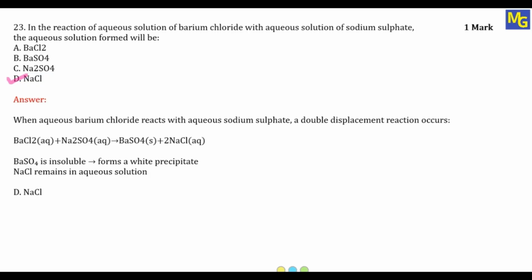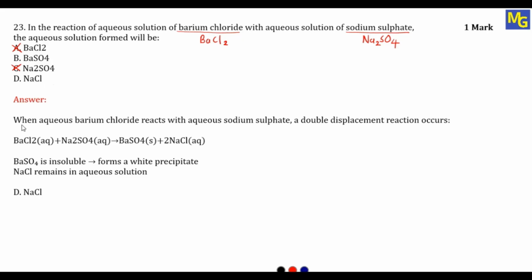Now we will see the answer of this. If you see the options, our reactants are barium chloride, whose formula is BaCl2, and sodium sulfate, that is Na2SO4. If these are the reactants, then the product cannot be BaCl2, so option A is wrong. Again, the product cannot be Na2SO4, this is also wrong. So now the remaining options are B and D. Out of these two, whichever is correct, that we have to answer.